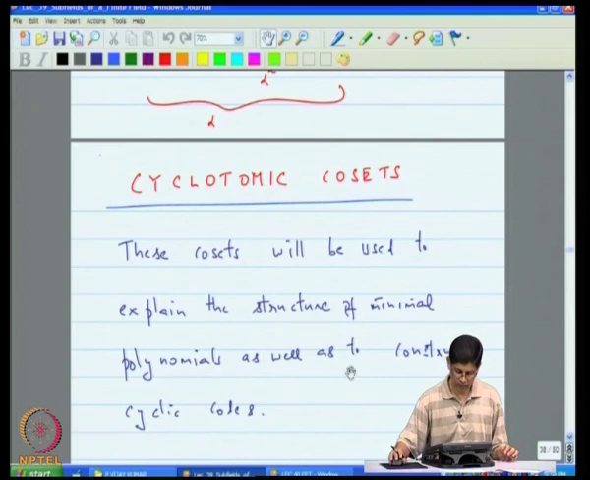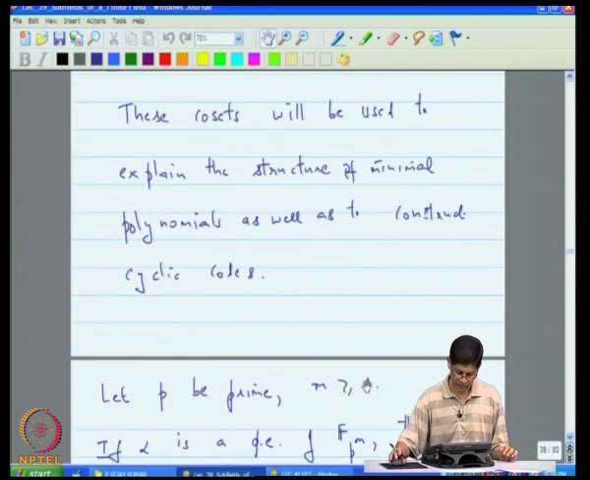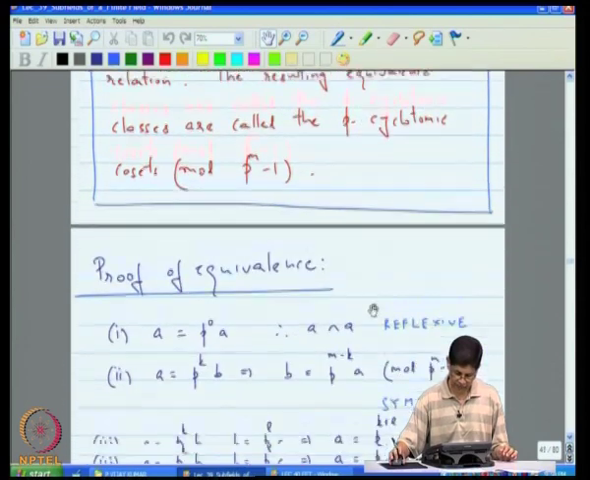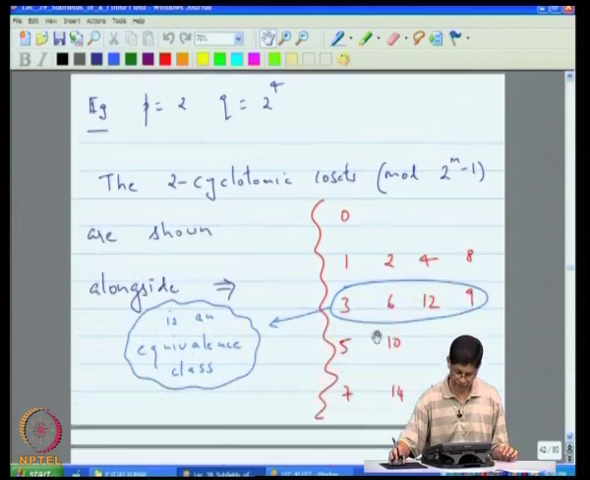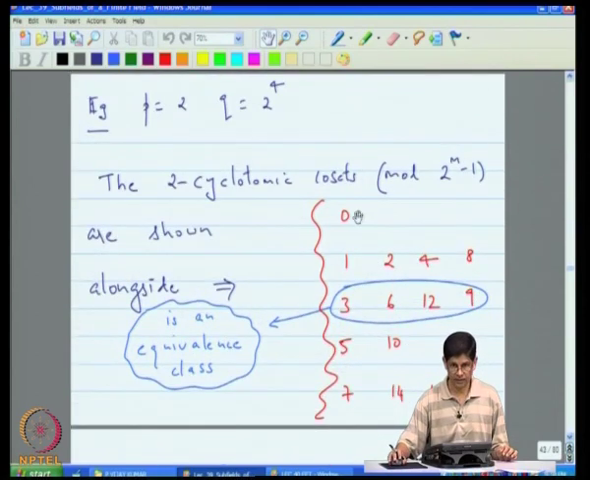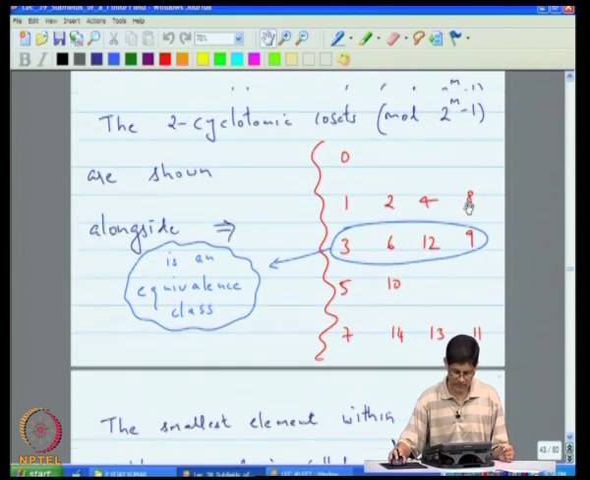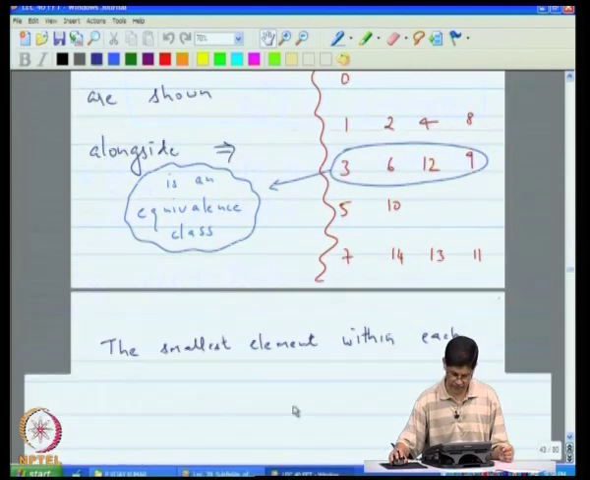Then we talked about cyclotomic cosets, and I introduced the definition, which I think is best illustrated by this example. These are the two cyclotomic cosets mod 15. Basically, anything in which A is 2 to some power times B, then they are equivalent. So 1, 2, 4, 8, 16 mod 15 is back to 1. These are the cyclotomic cosets. They are basically equivalence classes under the corresponding equivalence relationship.